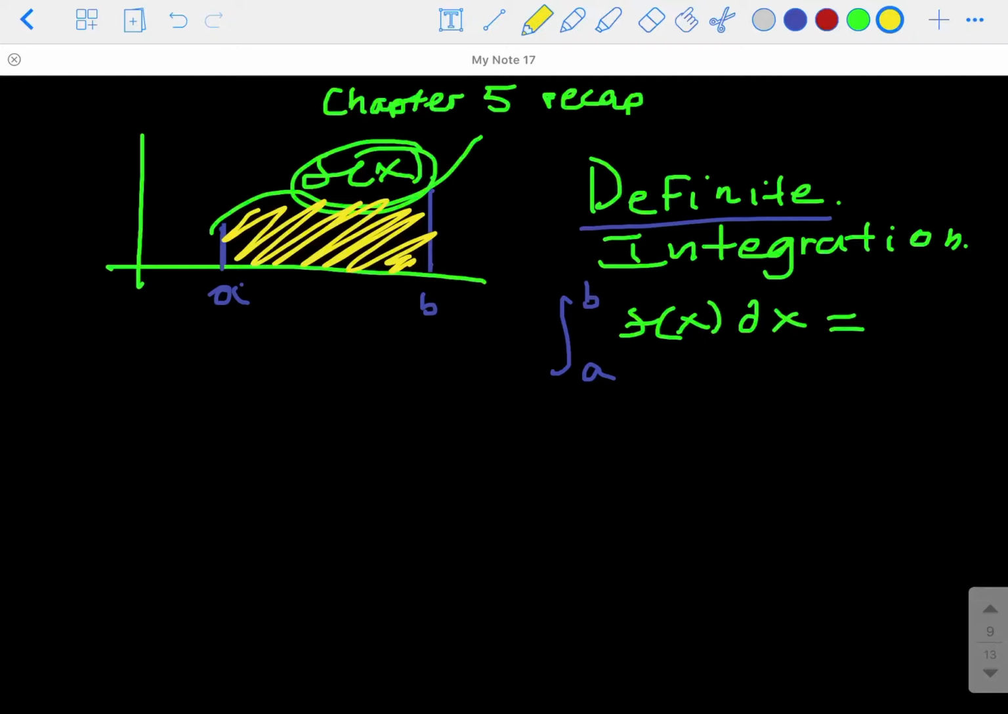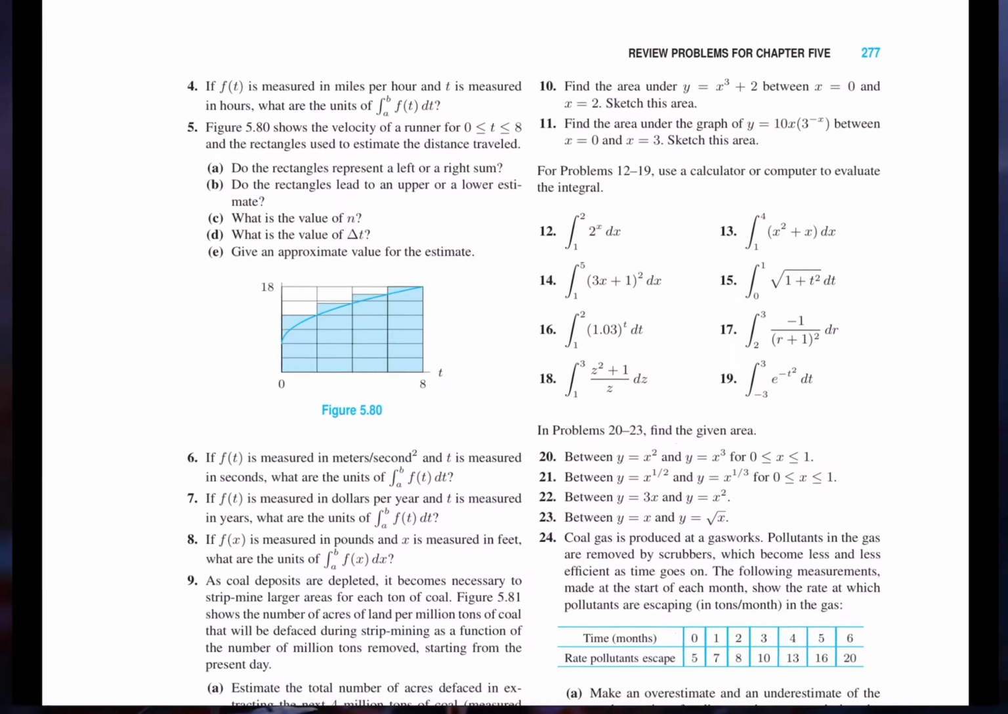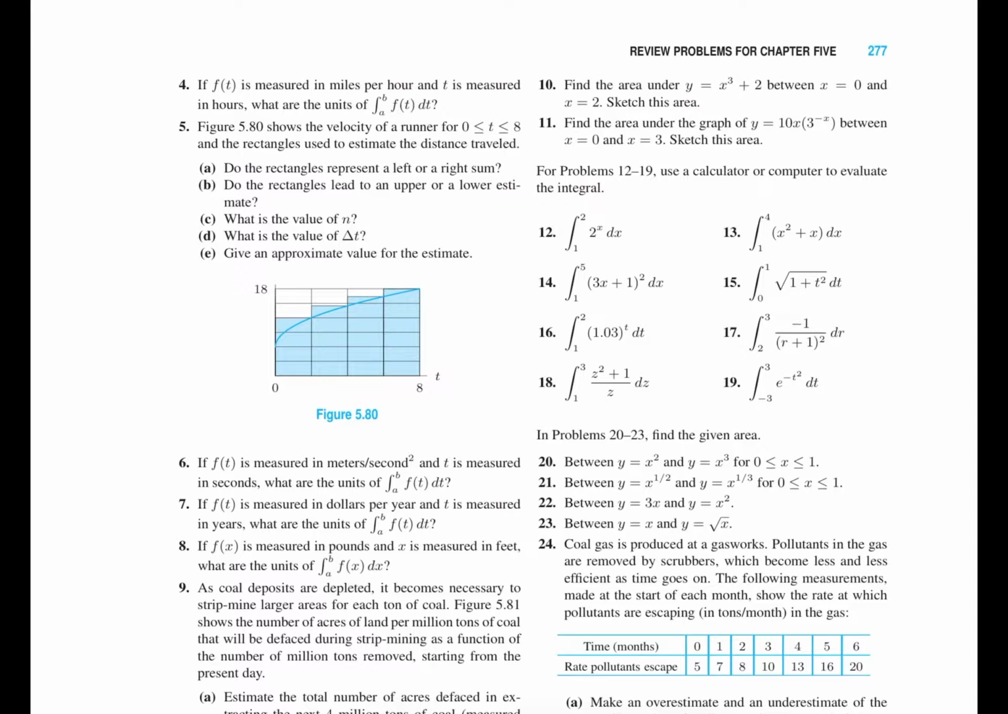So I'm going to be taking problems from the book: 12, 13, 14, and if we have time, 16.